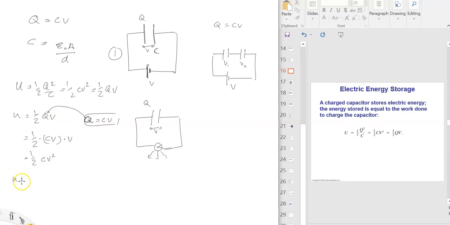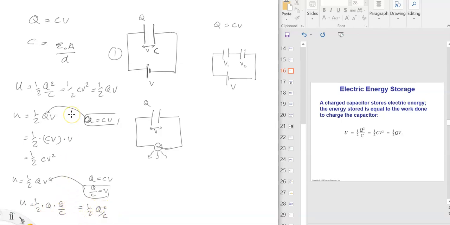Now start here again, half QV. Now I'm going to rearrange this. I'm going to replace V using the basic capacitor equation, Q equals CV. This tells me Q over C equals V. So I'm going to take this and put it over here. That gives me energy equals half times Q over C times Q, which gives me half Q squared over C.